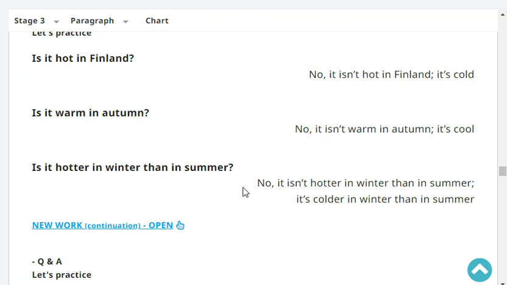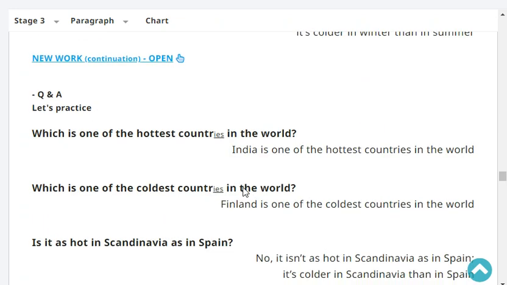It's colder in winter than in summer. Very good. Which is one of the hottest countries in the world? India is one of the hottest countries in the world. Very good.